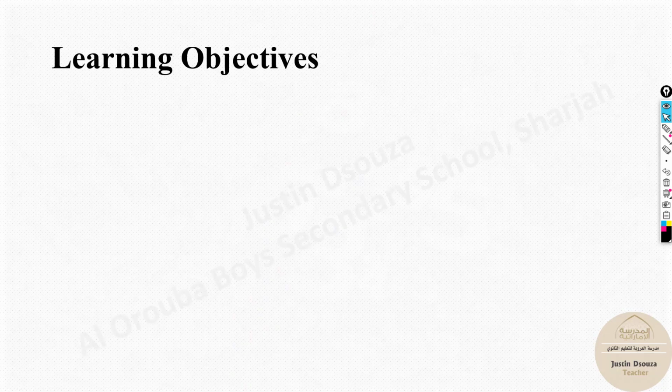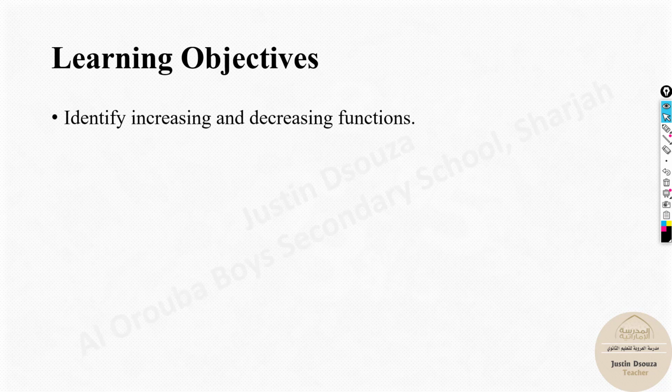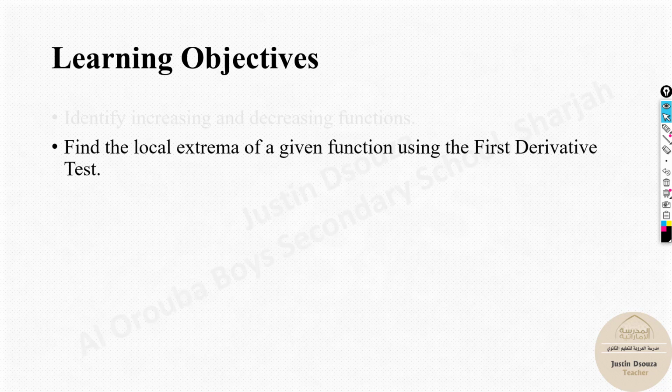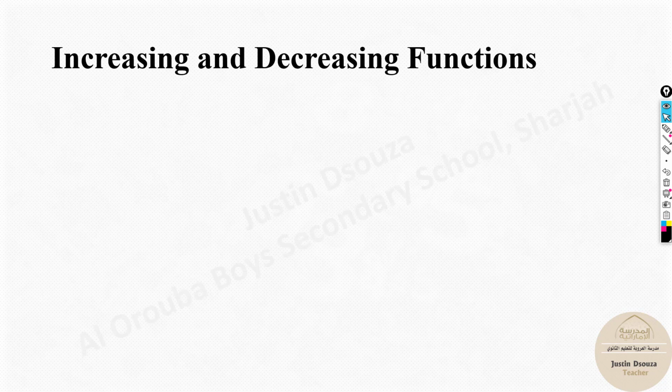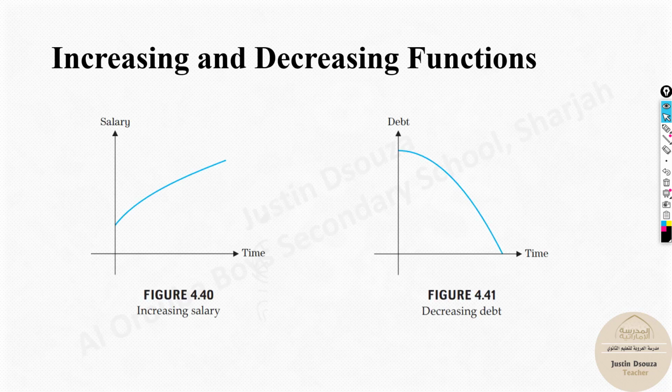The learning objectives of this lesson are to identify increasing and decreasing functions, and then to find the local extreme of a given function using the first derivative test. The keywords of this lesson are increasing function and decreasing function. Now let's look into the increasing and decreasing functions.